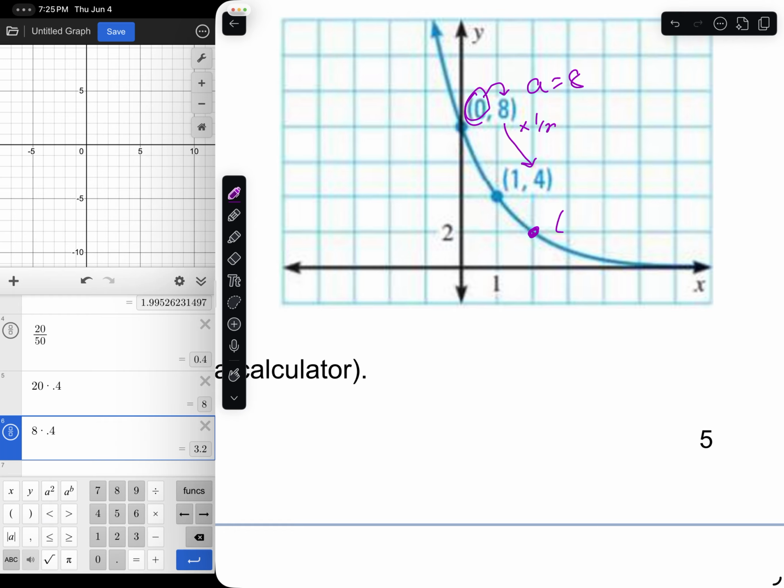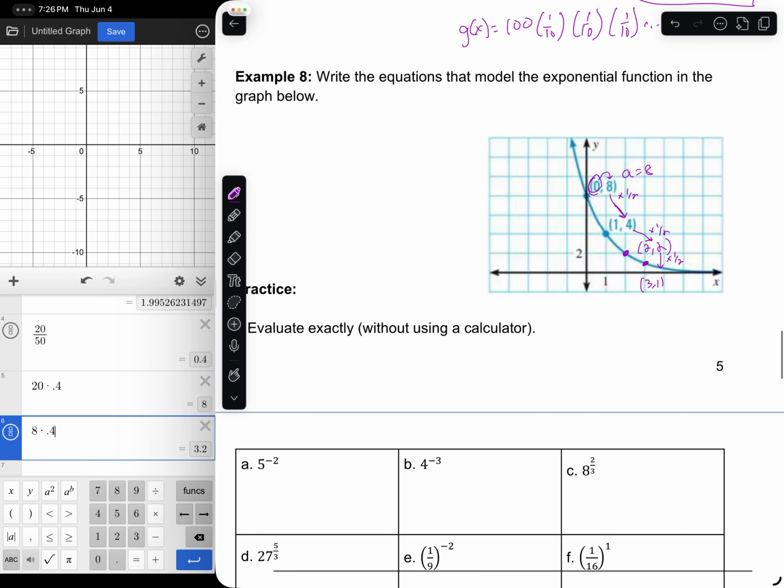This would be 2, 2. Because my 8 would get cut in half to 4. Then I would multiply by 1/2 again to get 2. Then I would multiply by 1/2 again right here to get 1. That would be 3, 1 would be that point, right? Multiply by 1/2 again, and I get 1/2. So it looks like I'm multiplying by 1/2 over and over and over.